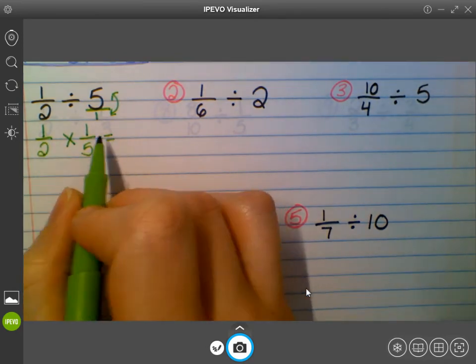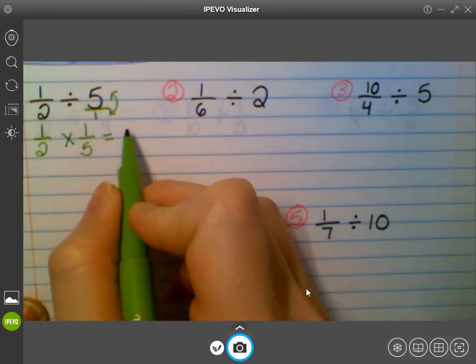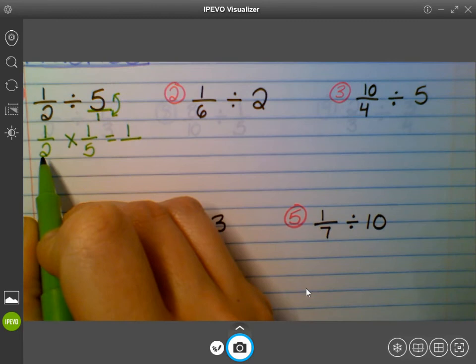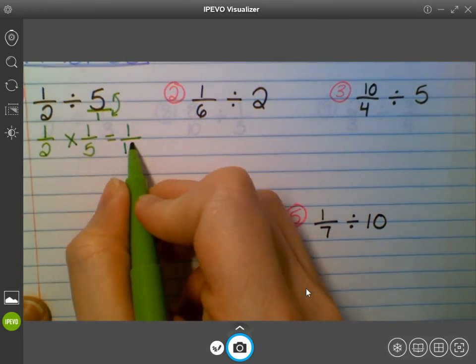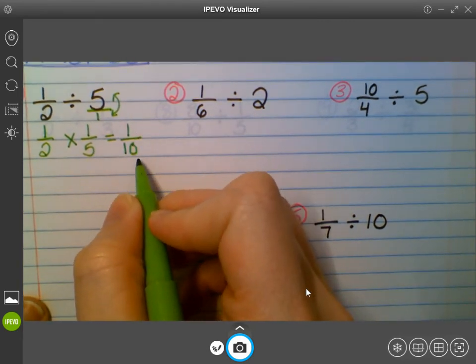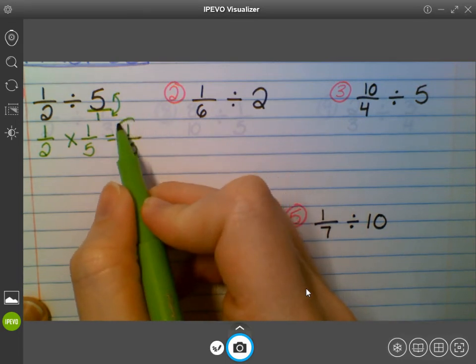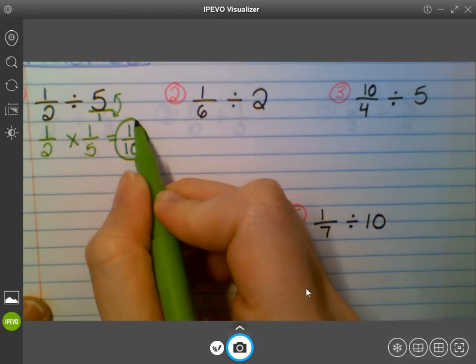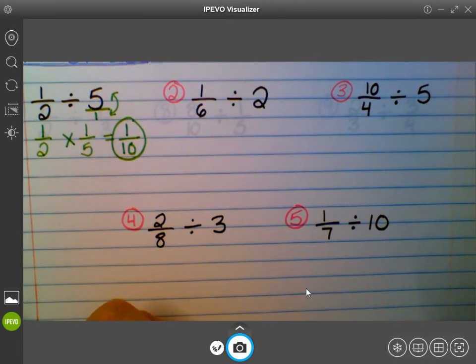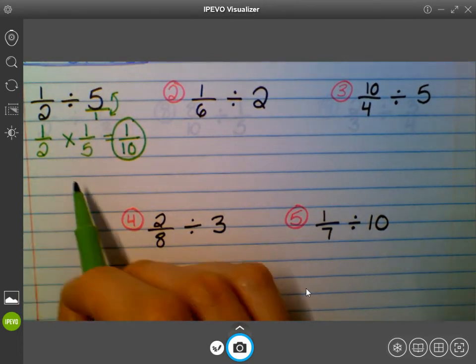Then I multiply across. So for my numerator, 1 times 1 is 1. For my denominator, 2 times 5 is 10. Can I simplify this anymore? 1/10 is my answer. Raise your hand if you got 1/10 as your answer for number 1. Nice work, 5th grade. Now let's look at number 2.